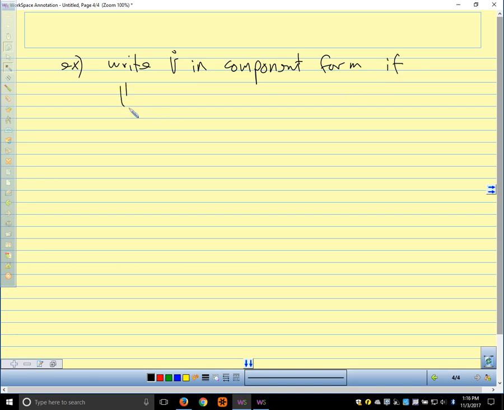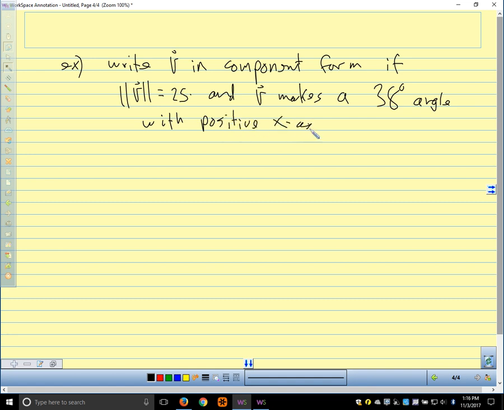If the magnitude of V is 25 and V makes a 38-degree angle with the positive x-axis. Well, this is easy. This should be a gimme if you see a problem like this.